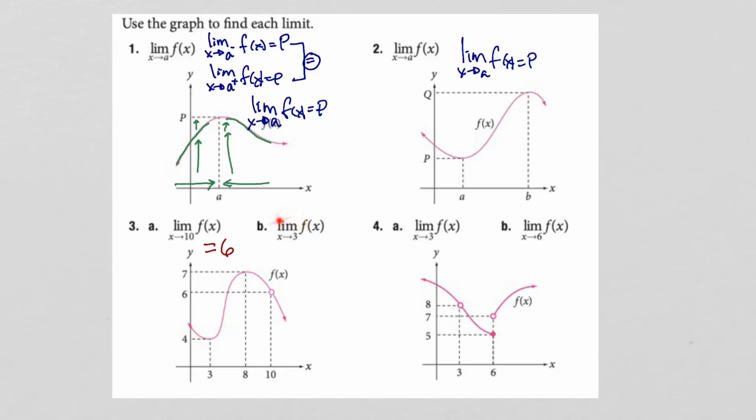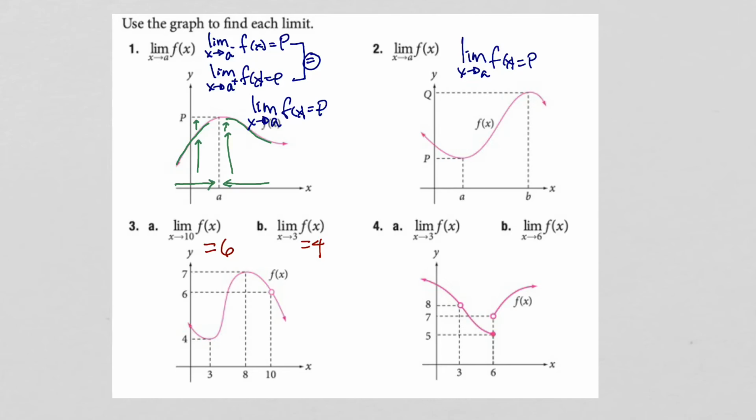And in part B, we want the limit as we approach 3. So look over here at 3, and you can see that as you're really close to 3, both sides of the curve are really close to 4. So as we get closer and closer to 3, the function values, the verticals, get closer and closer to 4. So we'll say that this limit is 4.